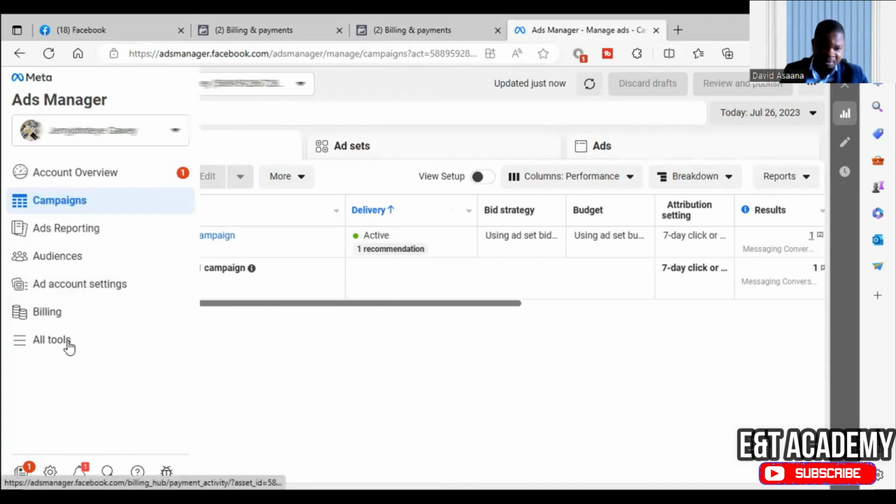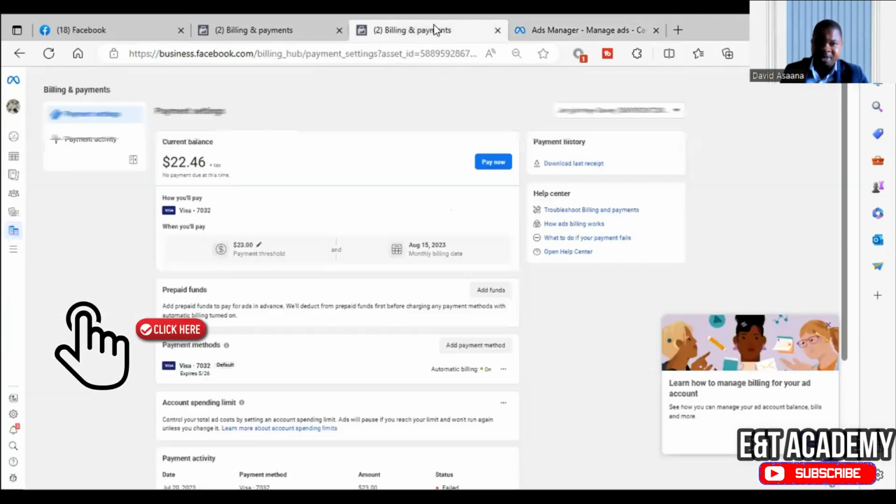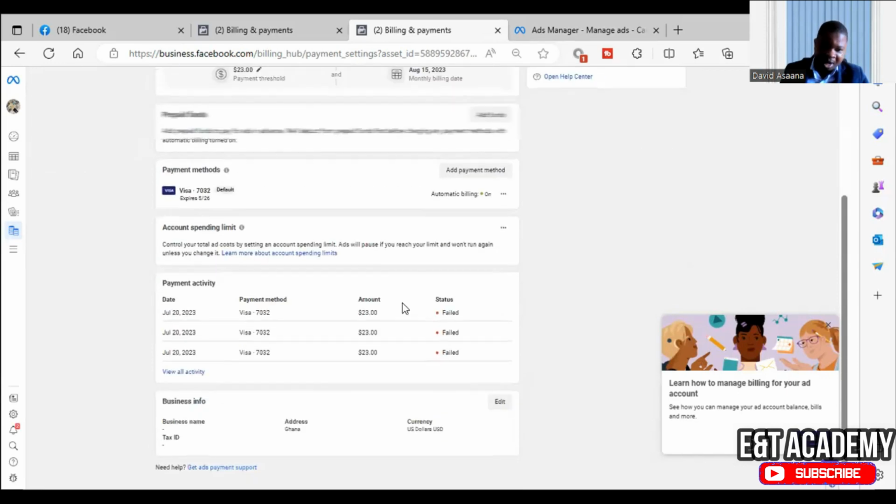You come and click on billing. When you click on billing, it brings you to the payment settings. Now, scroll down and check payment activity, and you will see a certain amount indicated there. That is the amount they were trying to charge. Understand that temporary hold is not that they are trying to deduct money from your account. They are trying to check whether you have enough money to run the advert for some number of days. So when they check and there's not enough money, that is why they say insufficient funds.